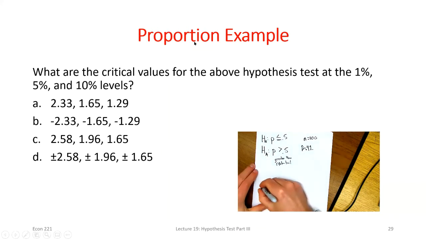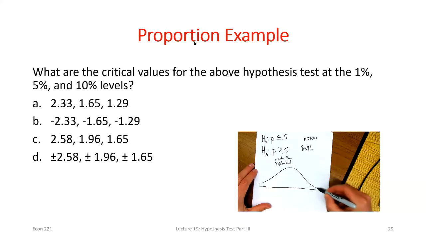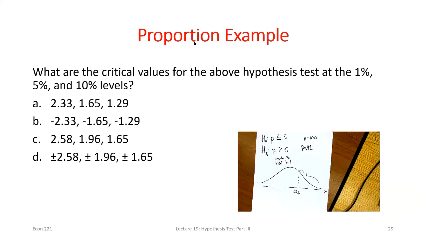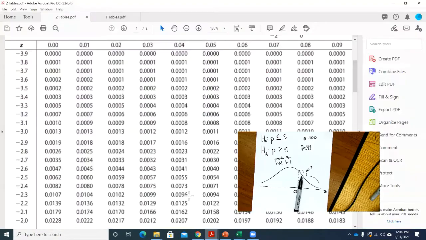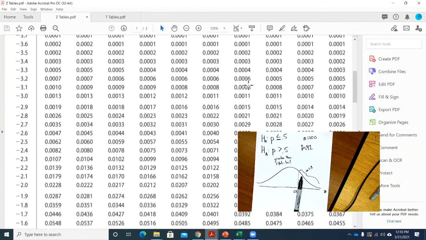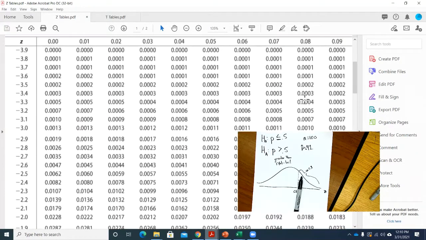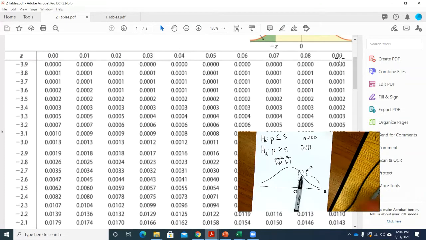Well, what I want to do is think about, let's say we'll do the alpha of 0.1 first. So if I wanted the critical value that gives me 0.1 in this tail, what I can do is go to that standard normal table and hunt down 0.1. So start scrolling. Looks like it's somewhere in between these two values, negative 1.28 and negative 1.29. So I'll use the larger of the two. Now here I found negative 1.29.